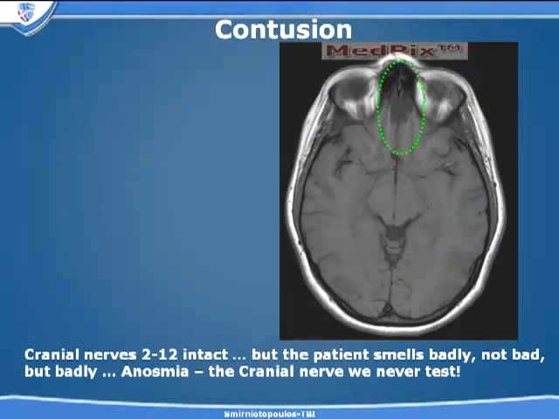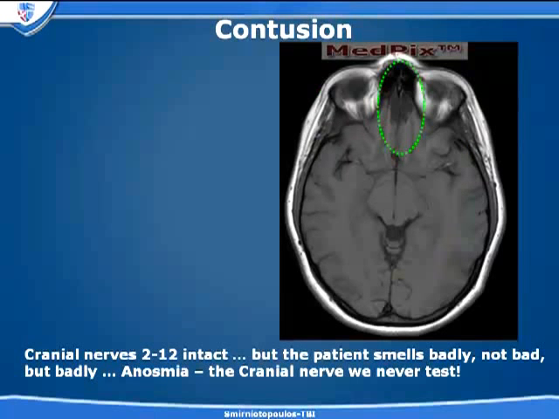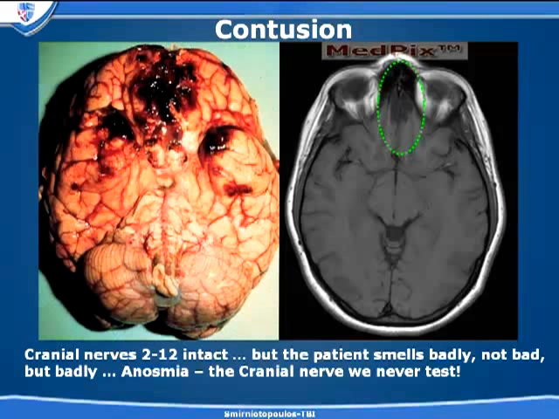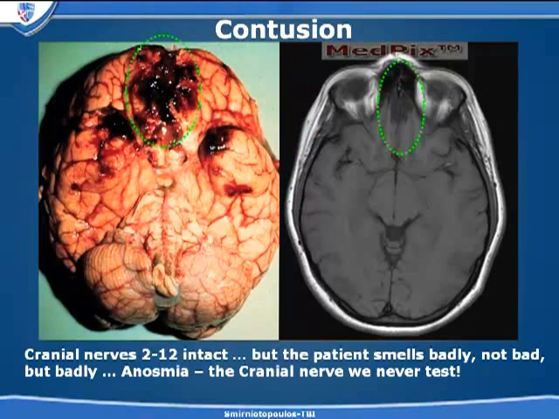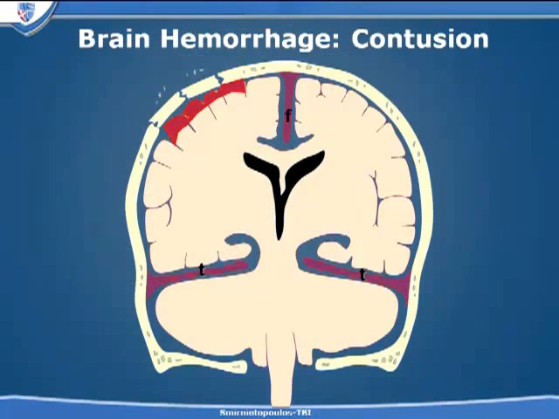We must remember that we commonly evaluate the cranial nerves starting with the second cranial nerve, the optic nerve, but if we actually were to examine routinely in every patient the function of the olfactory nerve, we would find that the most common cranial nerve damage and trauma is indeed the one that we least commonly investigate, and that is the olfactory nerve. So this is a patient that smells badly, not bad, but badly, a patient that has anosmia. Cranial nerves 2 through 12 are intact, but the first cranial nerve has been damaged by this orbital frontal contusion.